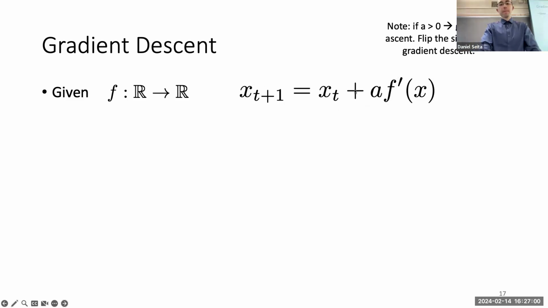So if a is greater than 0, then you're basically doing gradient ascent. So you're trying to increase the value. If it's negative, then you're decreasing the value. So just be aware of when you're trying to increase or decrease the value.